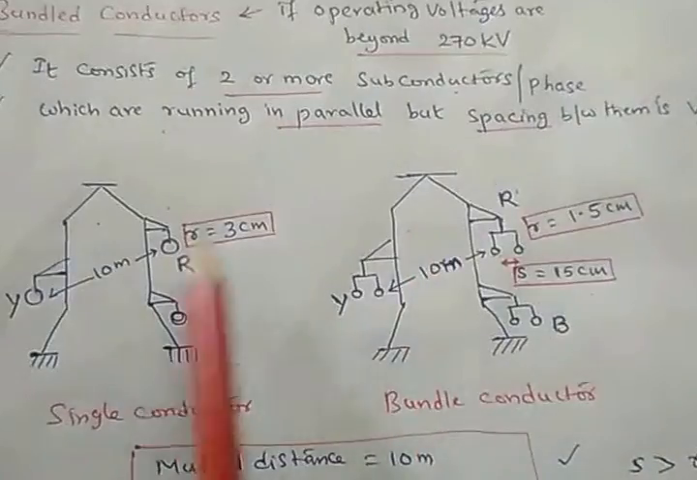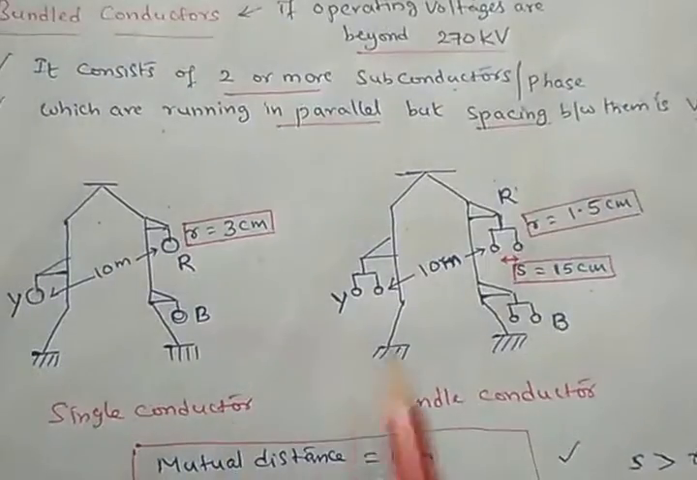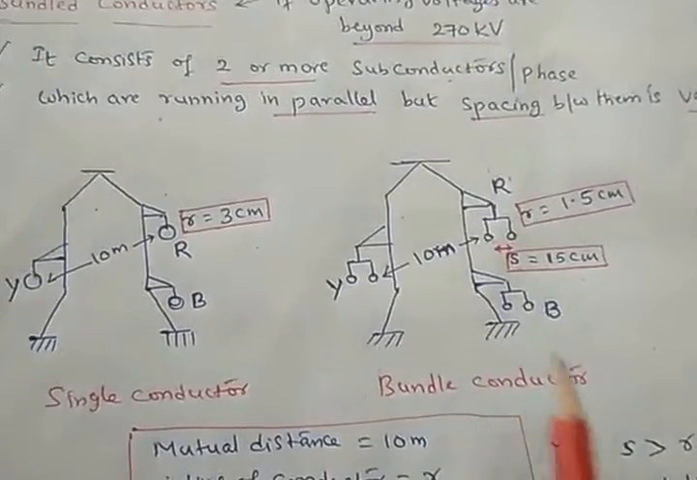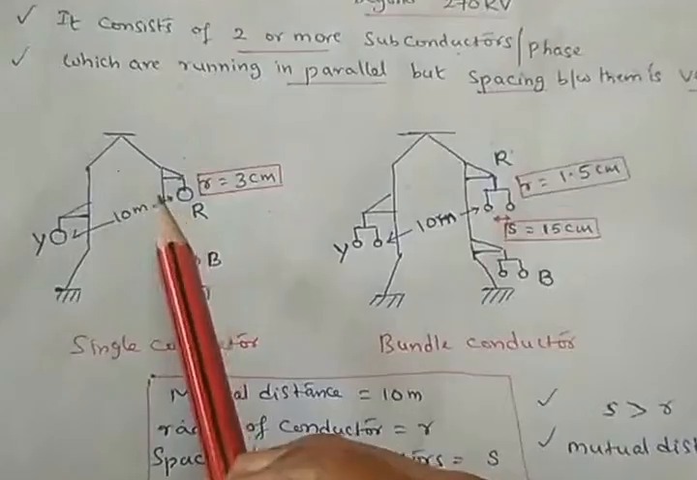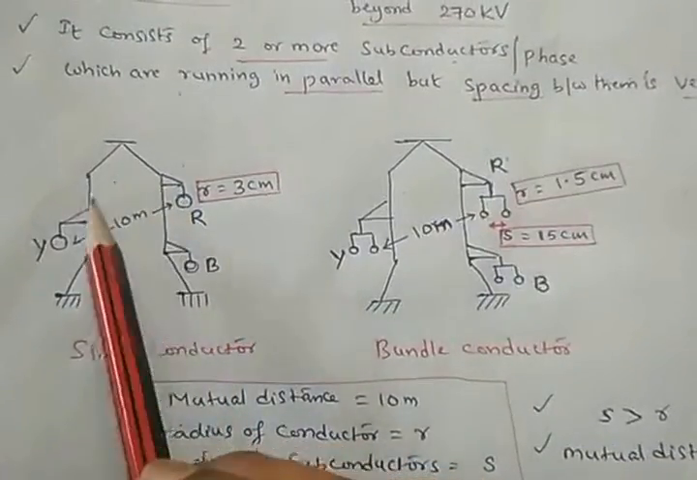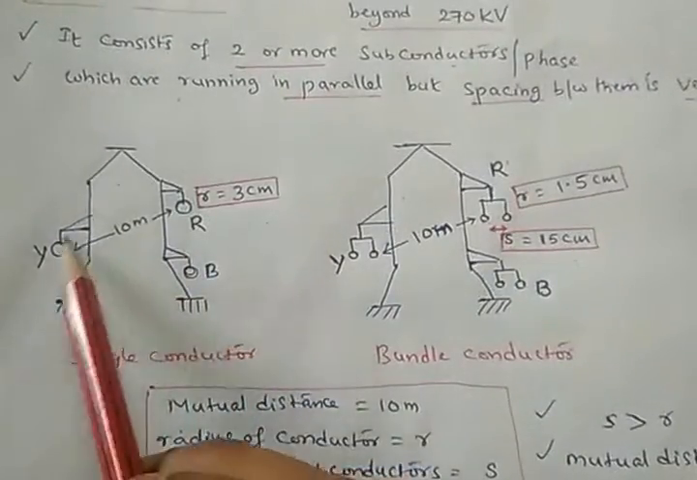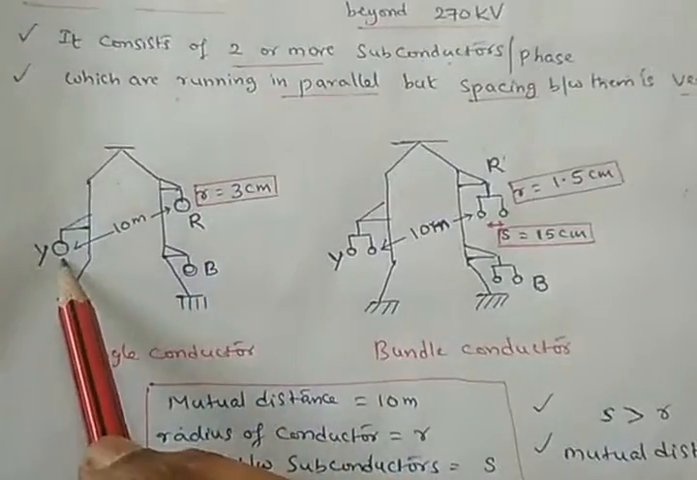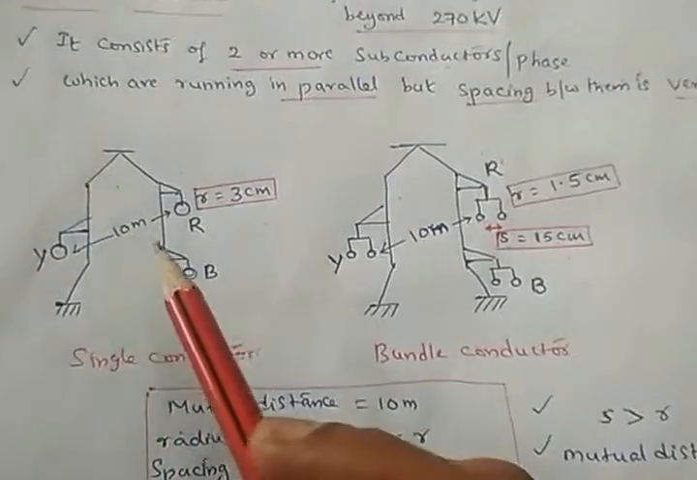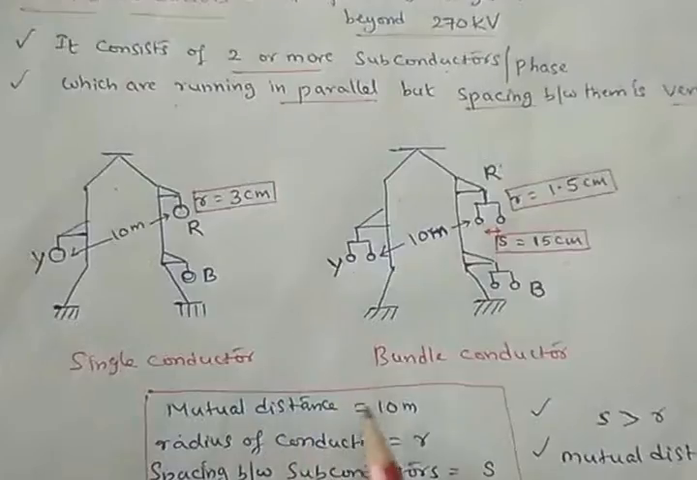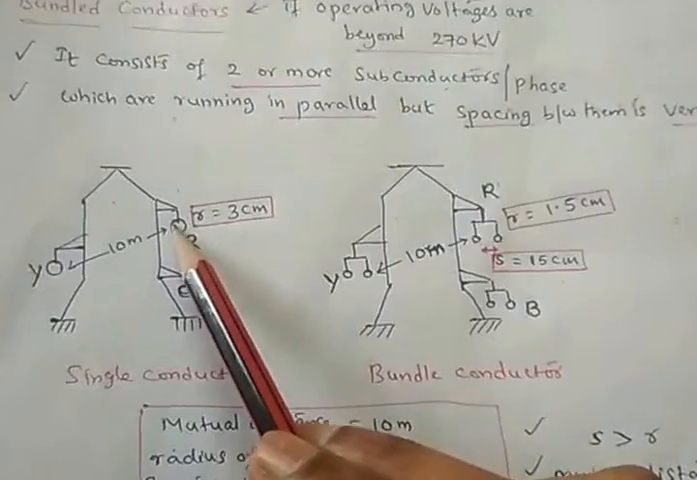Now these two are the towers. The first one is having only single conductors and the second one is having bundled conductors. Now from these two diagrams you identify the important points. Here the first tower is there. These are the three phase representations: R phase, B phase, Y phase. Each phase is separated by a distance of 10 meters. We call this the mutual distance. R is the radius of each conductor, single conductor.